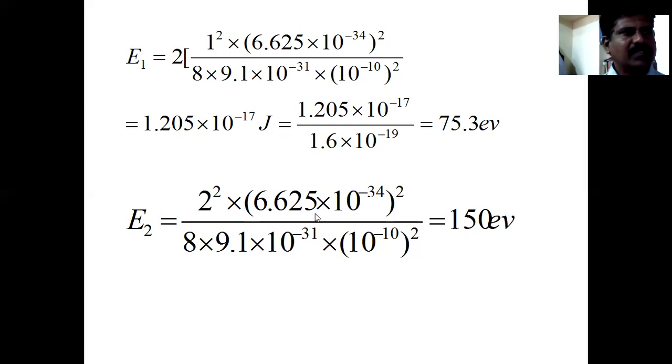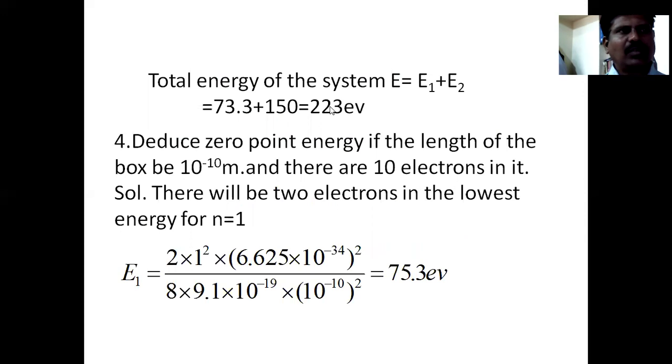6.625 into 10 to the minus 34, whole square, divided by 8 into 9.1 into 10 to the power minus 31 into 10 to the power minus 10 whole square. After simplification of these two terms, you will get 150 electron volts in the second orbit. So the total energy of the system is 75.3 plus 150, that equals 223 electron volts. That's the total energy of the system.